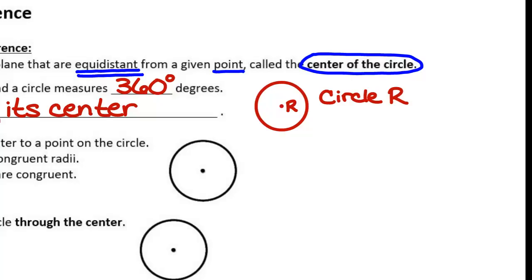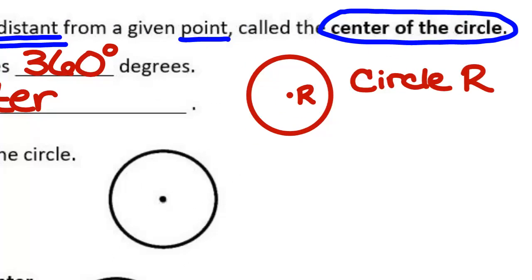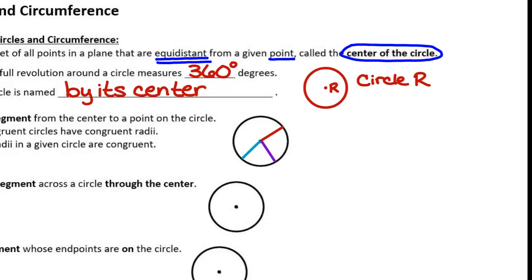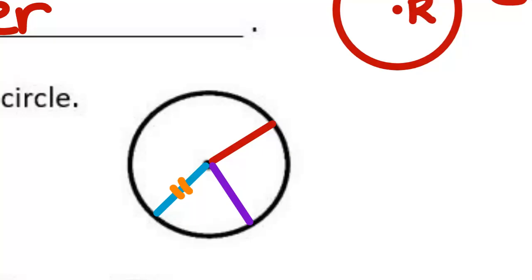A radius. This is a segment that goes from the center to a point on the circle. So like this. Or this. Or this. And all of those segments that go from the center to the edge of the circle are congruent. Each one is a radius.